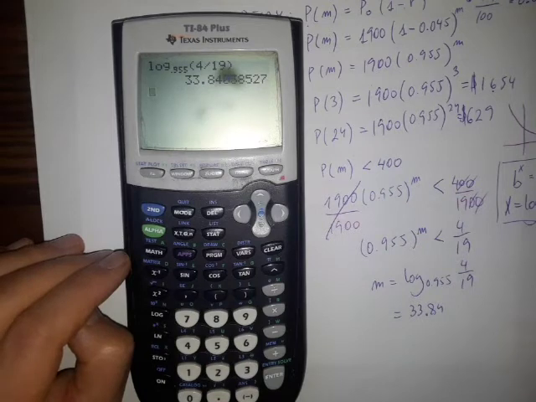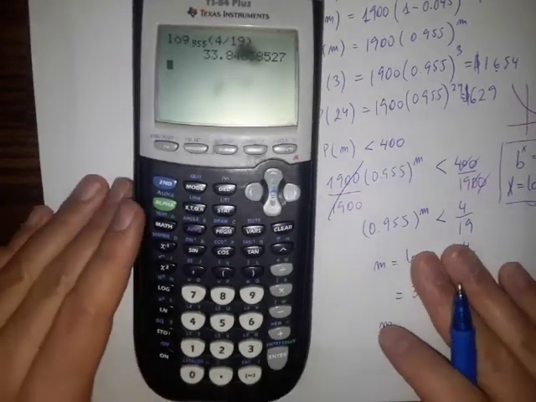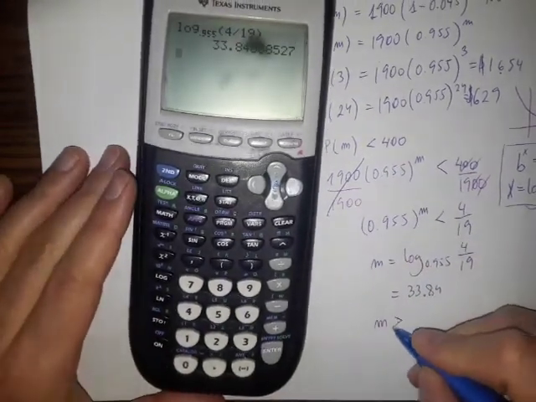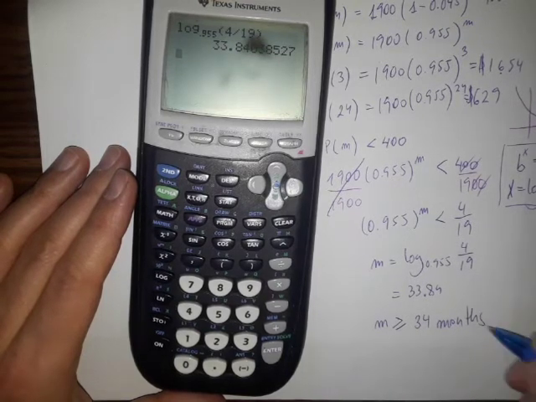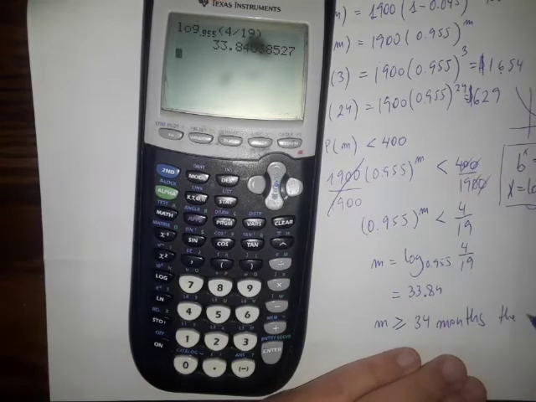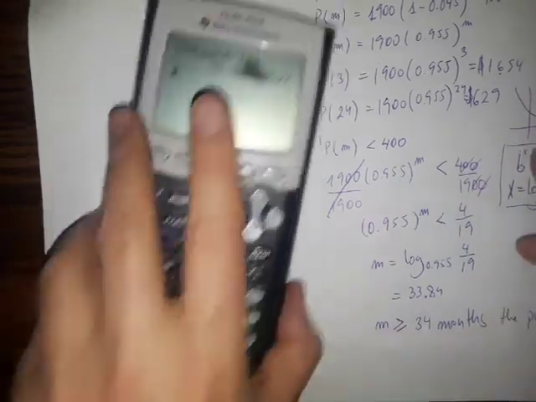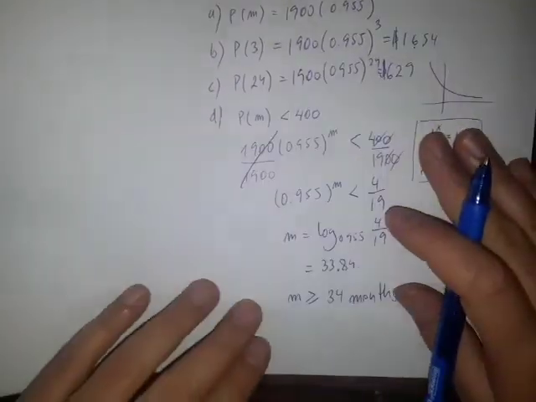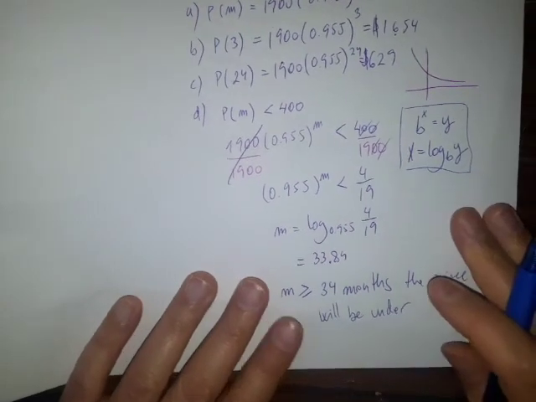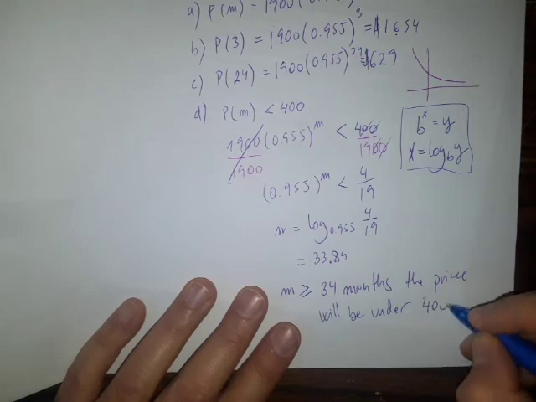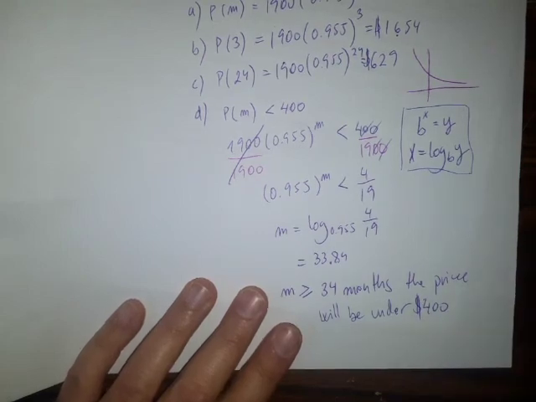So the way we write this is for m greater or equal than 34 months. Okay, the price will be under $400. That's it. Okay, so that's it. We're done for this.